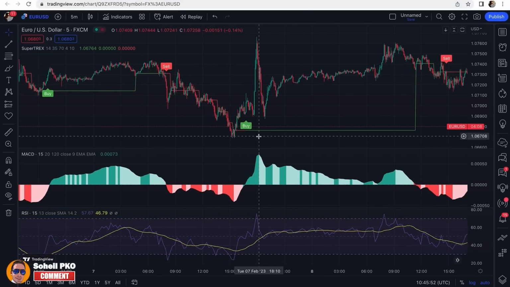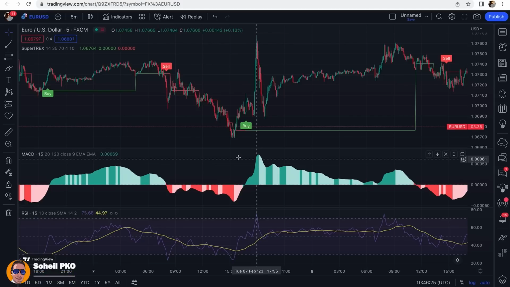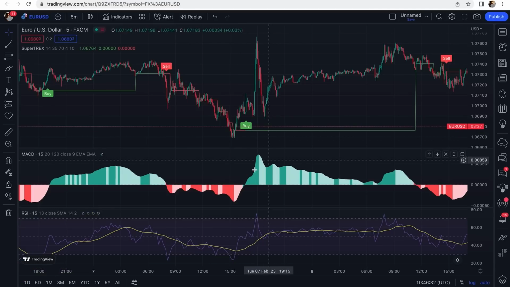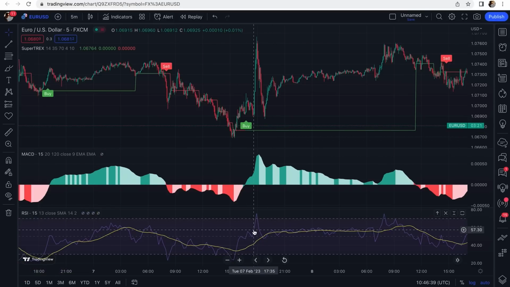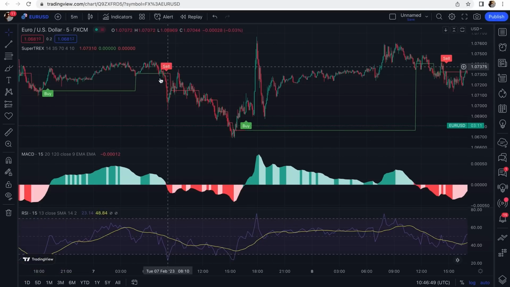Alright, everything is already set on the chart, and let's see how we trade based on this 5-minute scalping strategy. It's very easy and you just need to be focused on your trade entry, setting stop loss and take profit orders. When we have a buy signal, MACD histogram must be green and RSI above 50. And when we have a sell signal, MACD histogram must be red and RSI below 50.